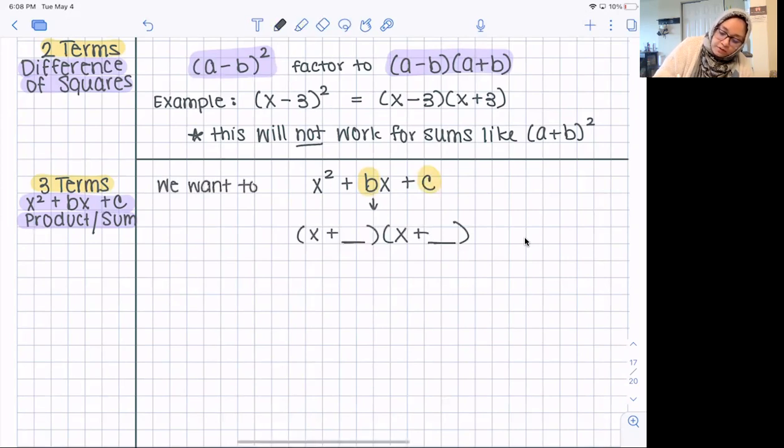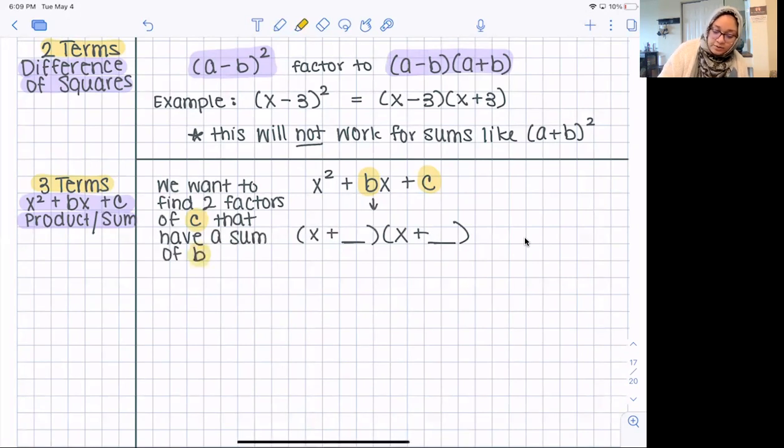And the way that we figure out what goes in those blanks is we want to find two factors of c, okay, so two numbers that multiply to c that have a sum of b. Okay, so two numbers that if I multiply, I'll get c, but if I also add them up, I get b. So let's use real numbers for this because that can kind of be confusing.